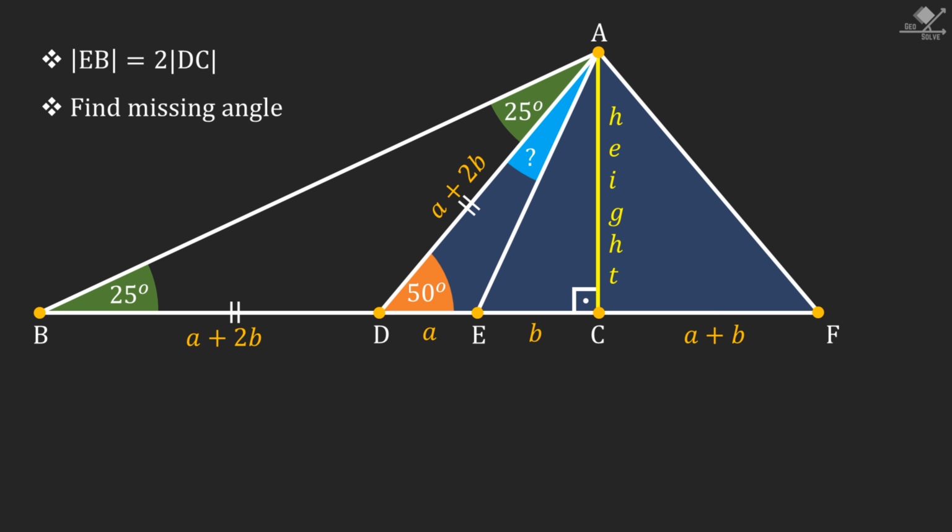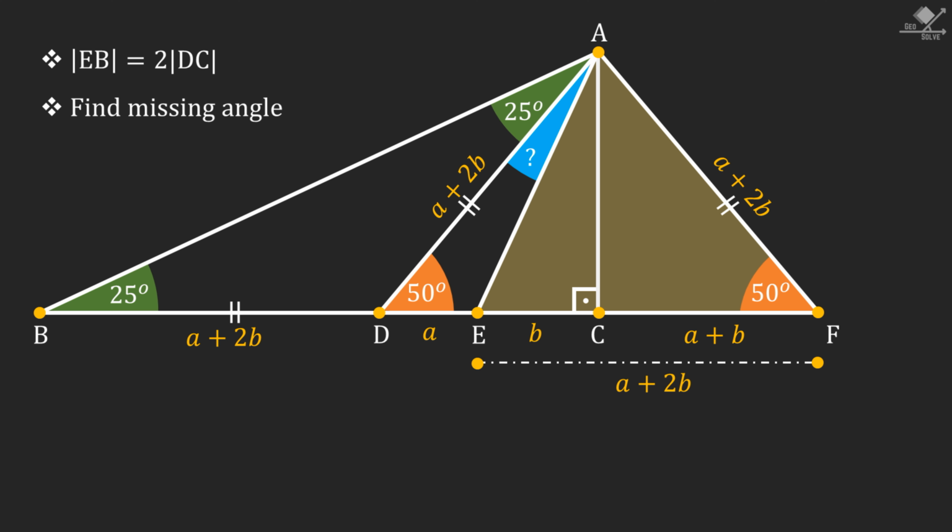So we can conclude that this is an isosceles triangle. That means that base angles and corresponding sides must be equal. Let's show these values on the diagram. Now focus on this triangle. And notice that line segment EF is A plus 2B units. Which means we have another isosceles triangle with 50 degree vertex angle and A plus 2B unit leg lengths.